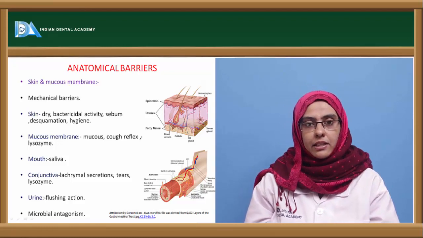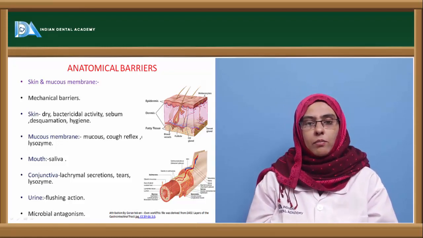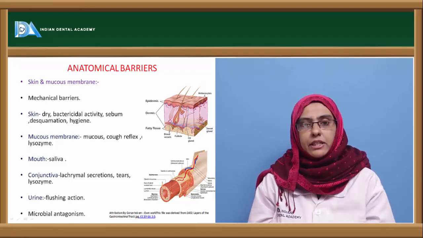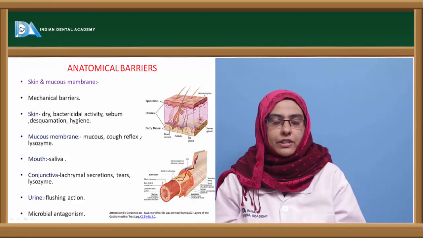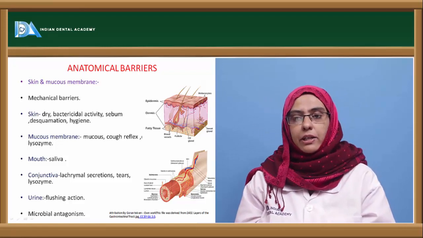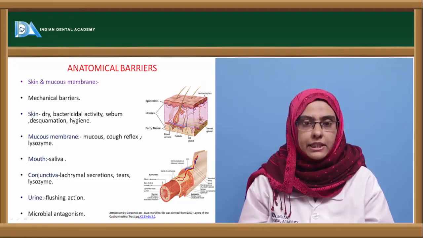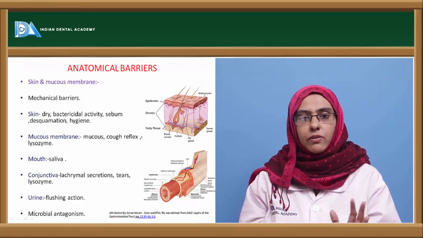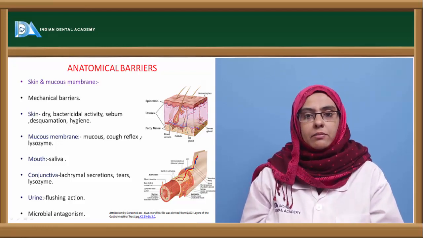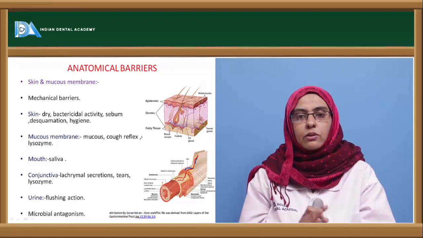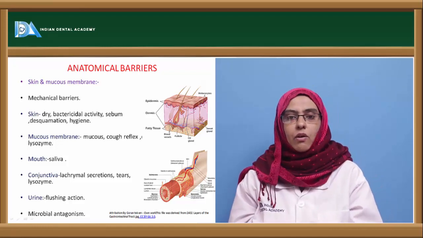Apart from that, it is the normal flora that will not allow pathogenic organisms to establish on the human host and cause infection. This concept is called microbial antagonism, or antagonism of indigenous flora. Indigenous flora are nothing but the normal flora, the normal microorganisms present in the human body in harmony with it. They do not cause any type of infection. They are called commensals.